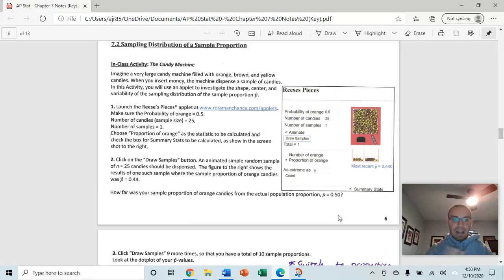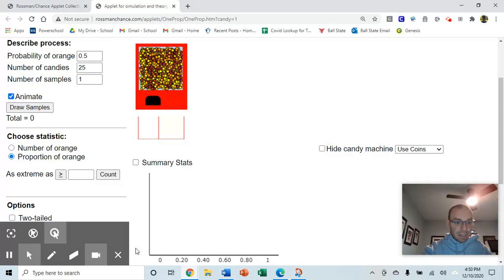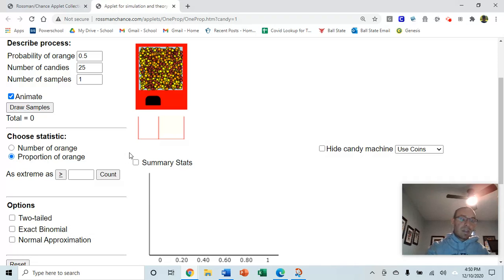So we have this concept of what a sampling distribution is, which is really a distribution of all the possible p hats or x bars that you can get. In particular, today we're dealing with proportions. The activity that we're going to do in class, which I want to give you a preview of, looks like this. We're dealing with the percentage or the probability of getting an orange Reese's Pieces, and we're taking samples of size 25.